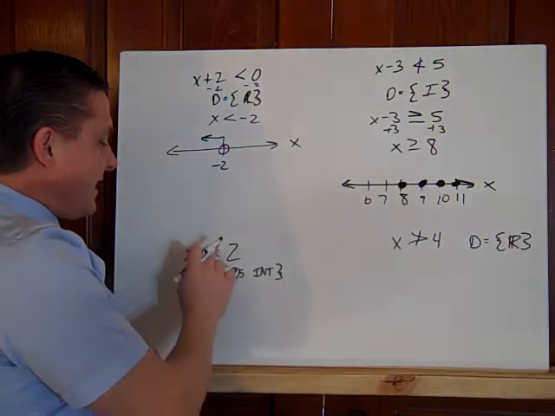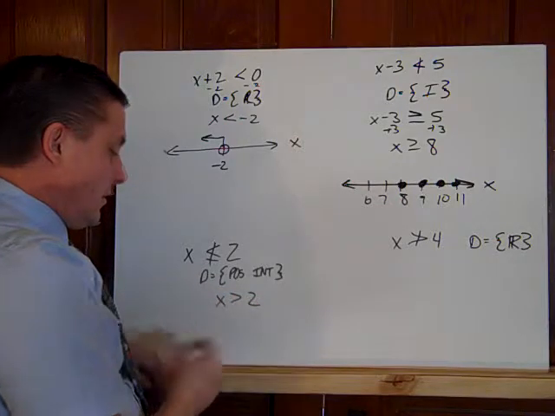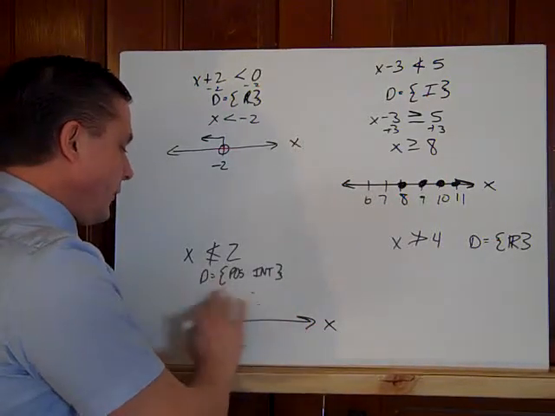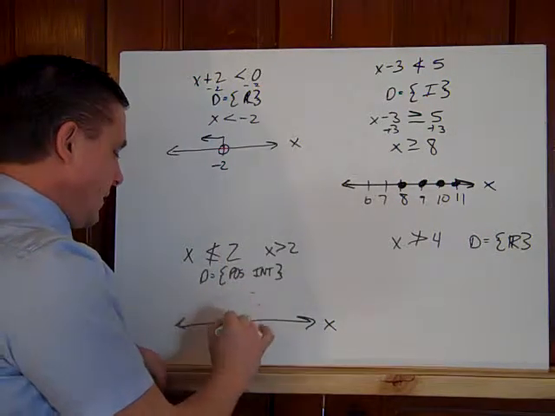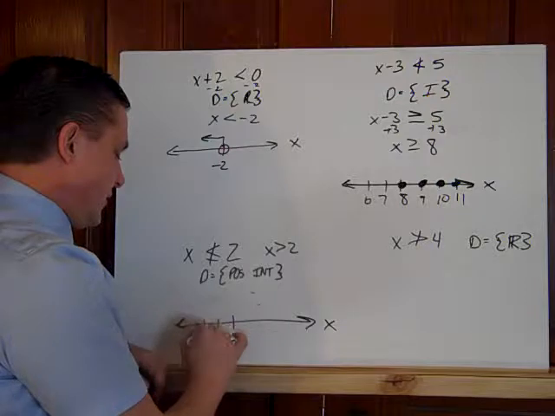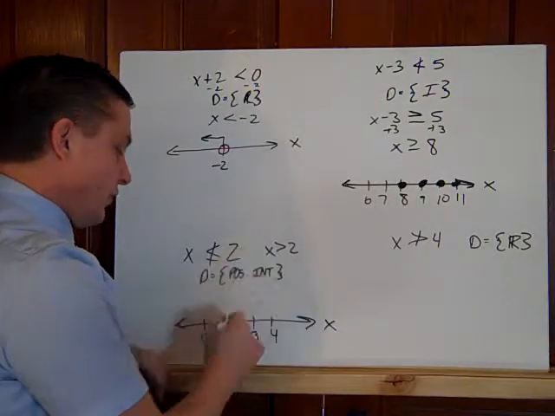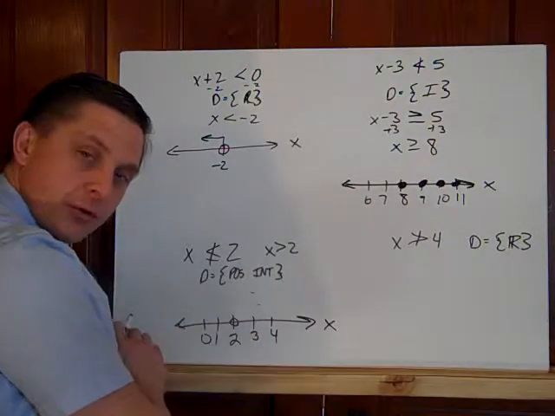Finally, x is not less than or equal to 2, so x is greater than 2 for positive integers. So I'll move this up here. X is greater than 2. So there's 2. Well, there's 1 and 0. 3, 4. So it's not equal, so it's an open circle. So I could put that on if I wanted, I suppose, open circle.